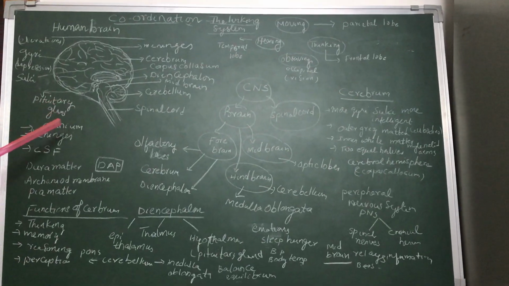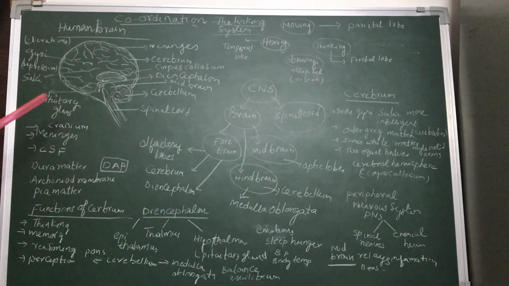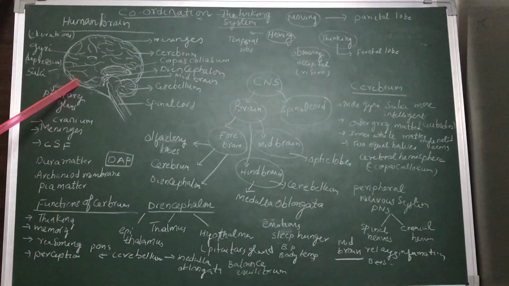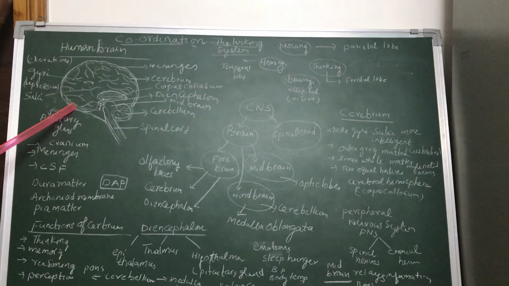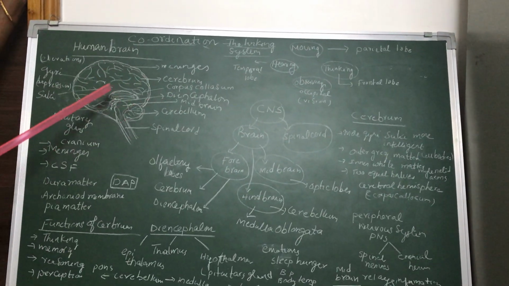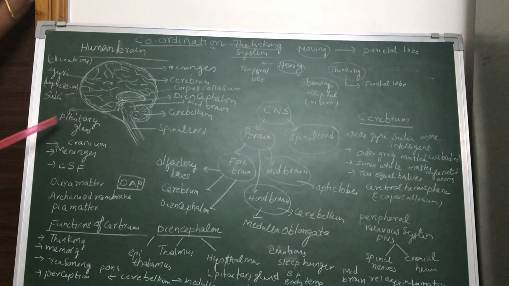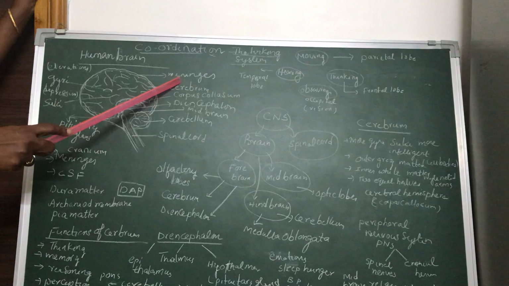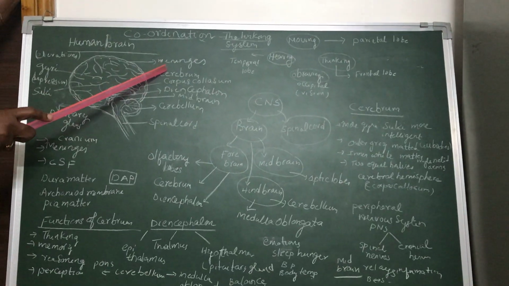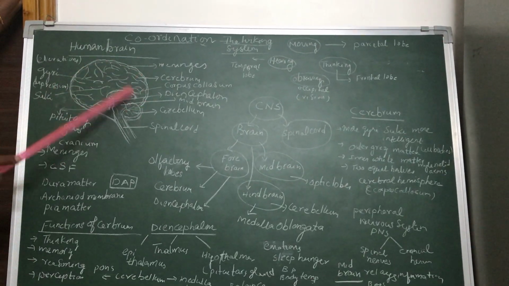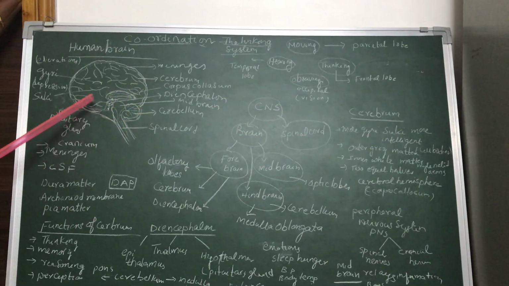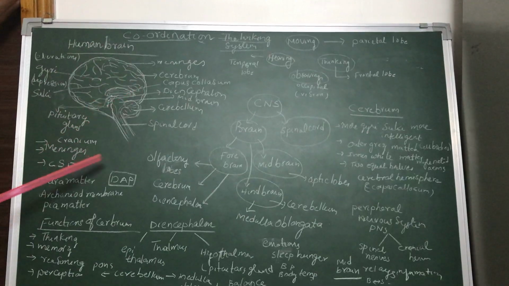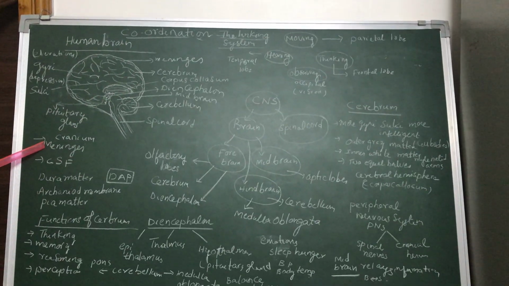This human brain is present in a bony box made up of skull bones called cranium. It is located in a bony box called skull. Now this human brain is covered with three membranes. The membranes of the brain we call meninges. There are three meninges, three membranes that cover the brain, apart from the skull.